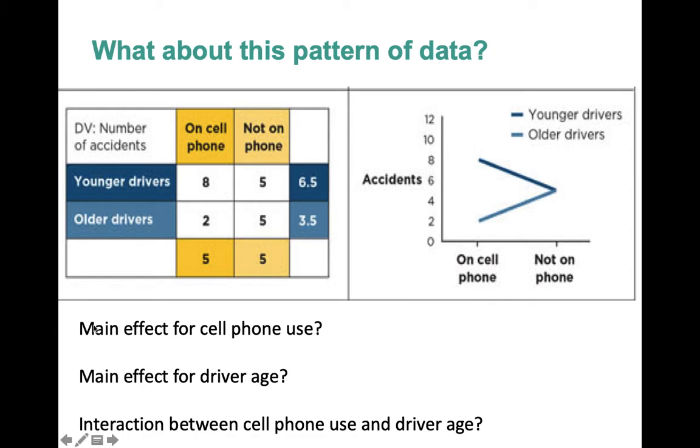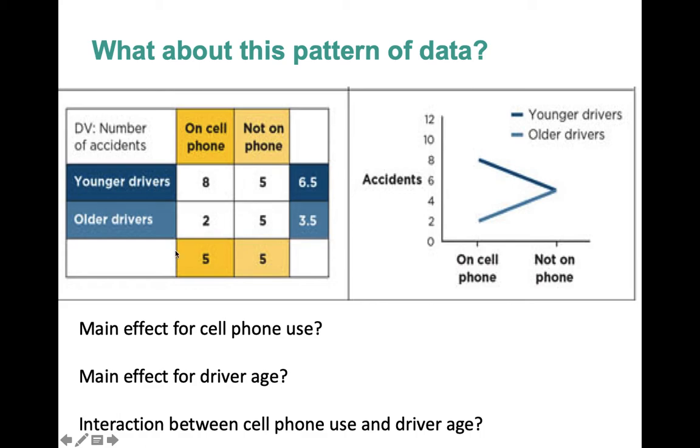The thing that we're going to do to look for the main effect of cell phone use is look at the marginal means and see whether they're the same or different. Okay, so here's our cell phone variable, on the cell phone versus not, marginal means in yellow, 5 versus 5, not different. So the marginal means are the same, so we say that there is no main effect for cell phone use. Overall, on average, cell phone use doesn't make a difference.